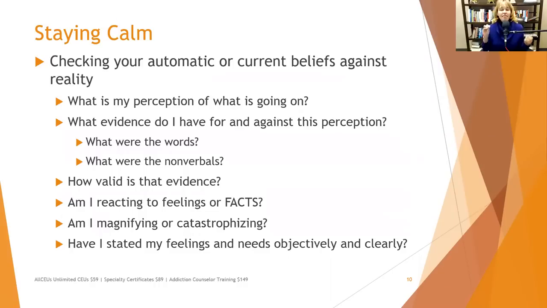So looking at the evidence for and against this perception that the person is just trying to be as unhelpful as possible, how valid is the evidence? Am I reacting to feelings or facts? We try to return something, and if they don't want to take it back right away, we may have that real quick feeling that, this is not going my way. Okay, but that's a feeling. You're assuming that you're not going to be able to return it. You're assuming that the person doesn't want to help you or whatever.